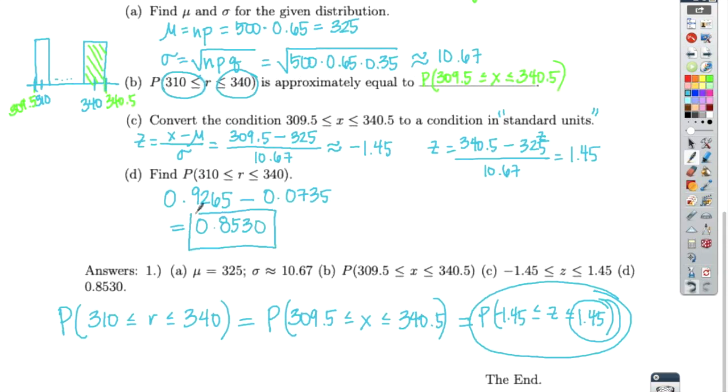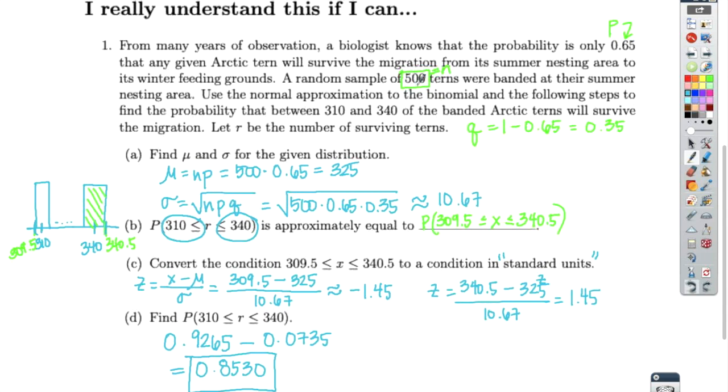So that is the probability that somewhere between 310 and 340 of these total of 500 turns will survive. Okay, so I hope all that makes sense. This is the end of chapter 7, which means now you are going to need to take exam number 4.